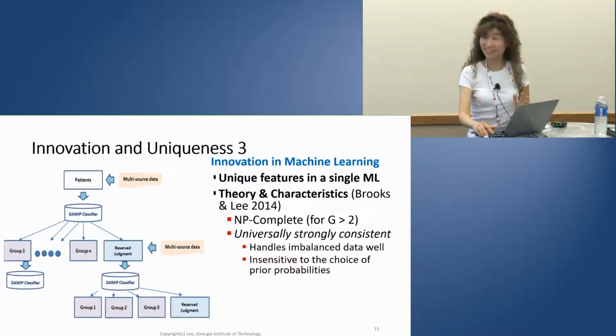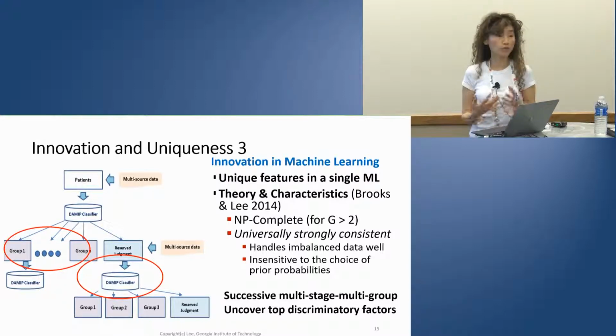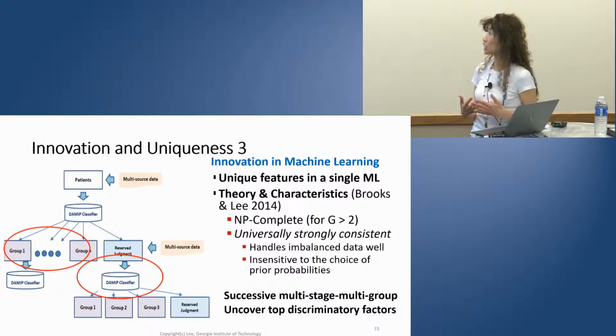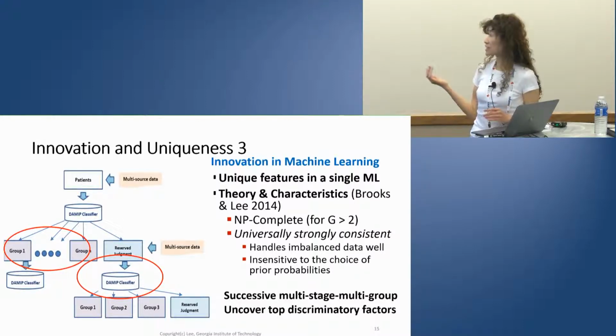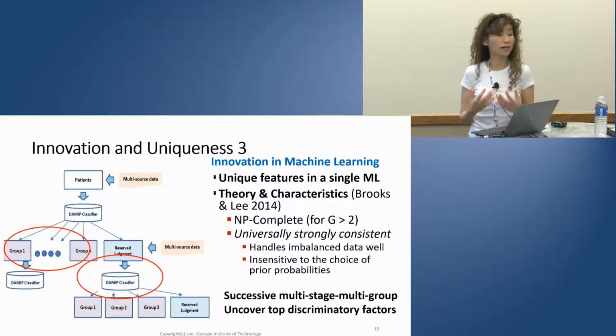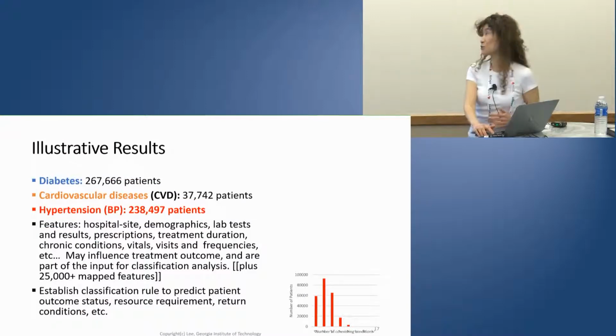I have very little time, and I'm going to go rapidly, because I really want to get into the implementation. So the innovation of the machine learning is that this is the one machine learning system that has all the features that other systems don't have. Mathematically, it was really difficult to prove them. It took us a few years to come up with all these key features and prove that it's universally strongly consistent. It means regardless of what sample size you have in different groups, it will always converge to the Bayes optimal. So that means you can deal with imbalanced data rapidly and beautifully. I will skip the math, and I want to show you the results.